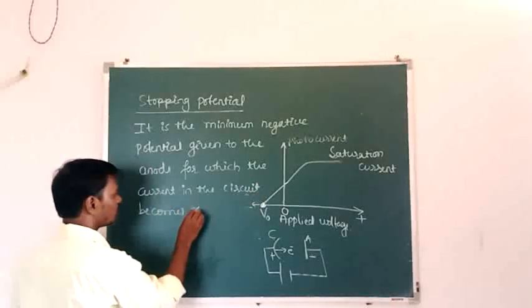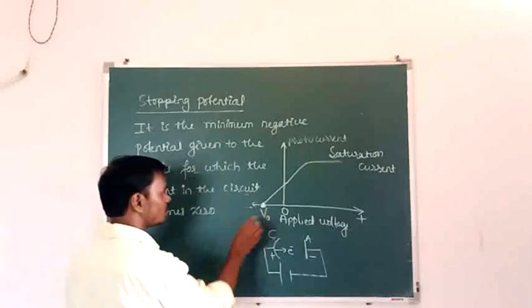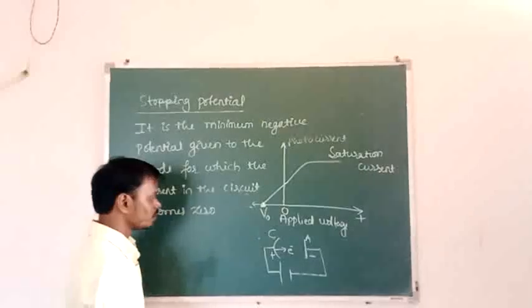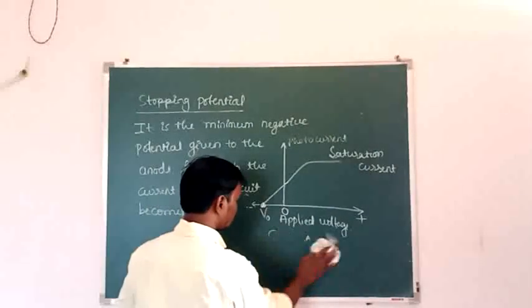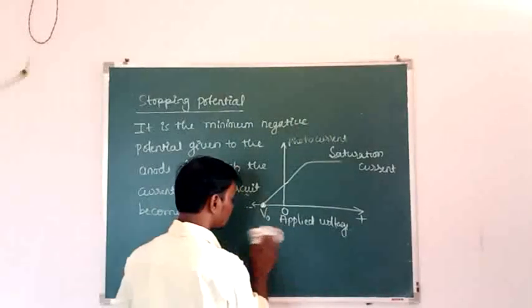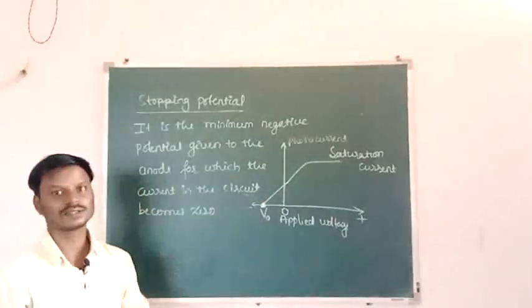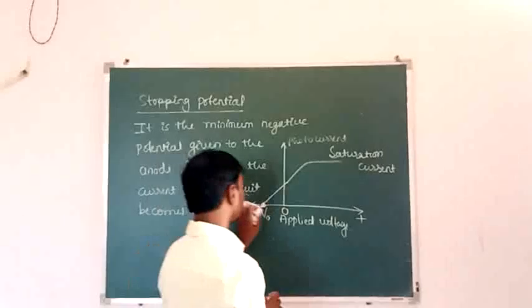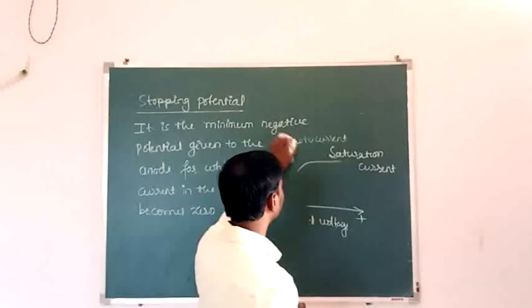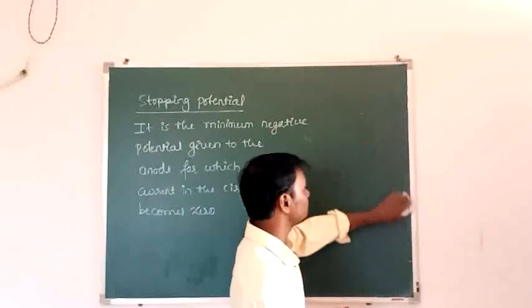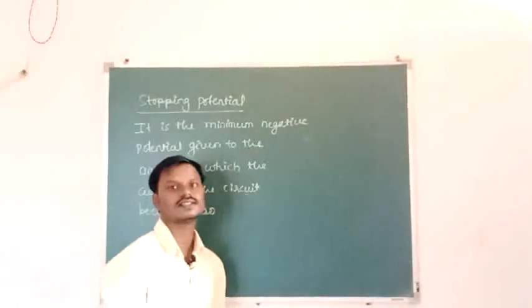And this can be represented by V naught. So stopping potential is represented by V naught. Okay. Stopping potential is nothing but a negative potential applied to the anode to make the current in the circuit zero. Then what do you mean by saturation current? It is the maximum current in this circuit for the fixed frequency and fixed intensity.